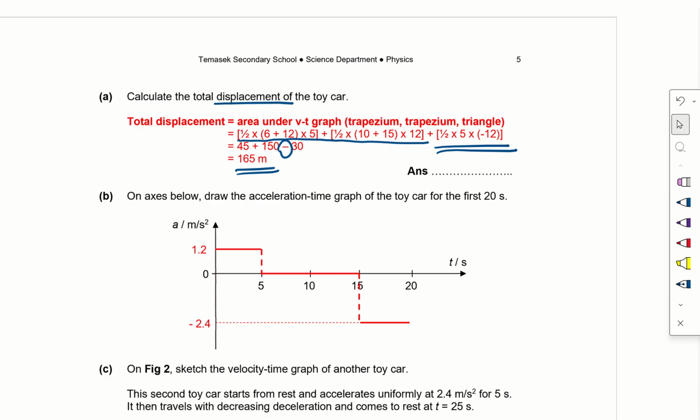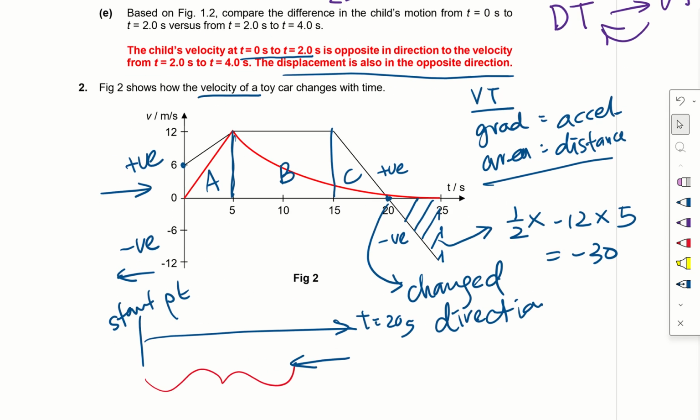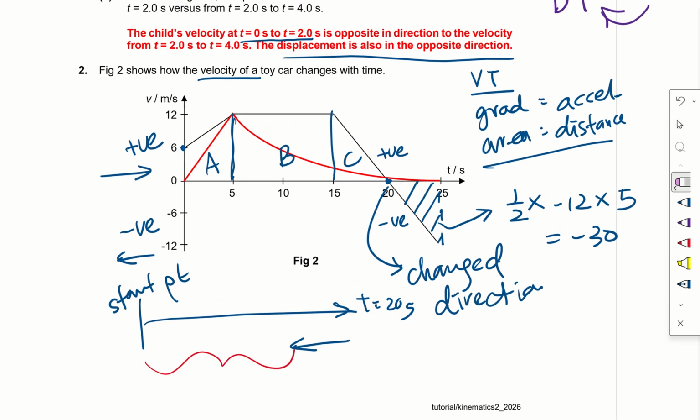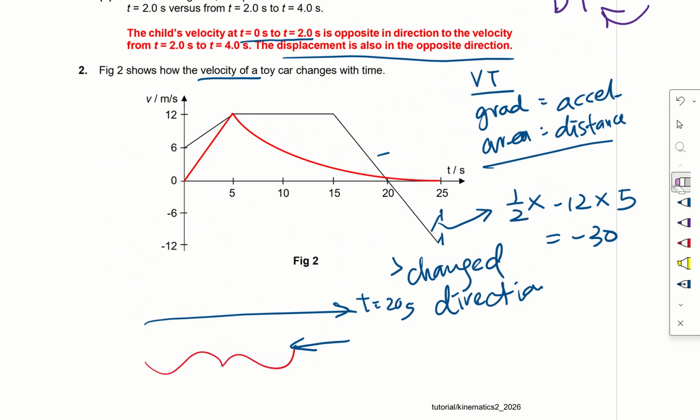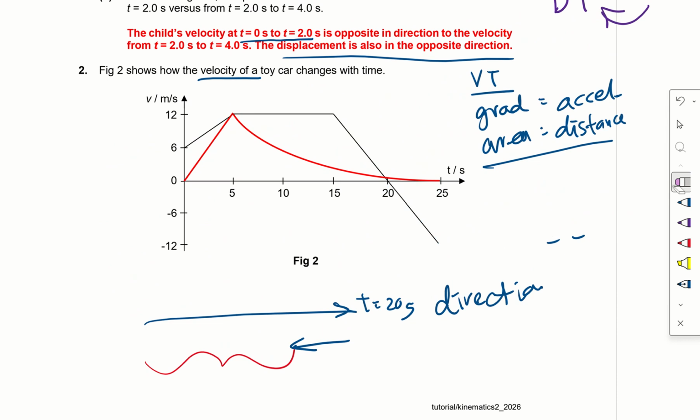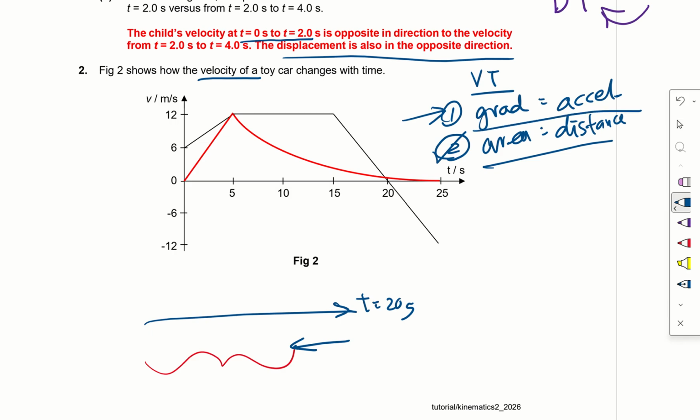Okay. Now on the axis below, draw the acceleration time graph of the toy car for the first 20 seconds. So we take note that it's for the first 20 seconds, not that complicated. Let me erase all this. So you see that whenever we give you a velocity time graph, these two concepts will always be tested, right? Firstly, the gradient represents acceleration, and the area under the graph represents the distance. So we have already tested you on this. So now we are going to work on concept 1, which is gradient represents acceleration.